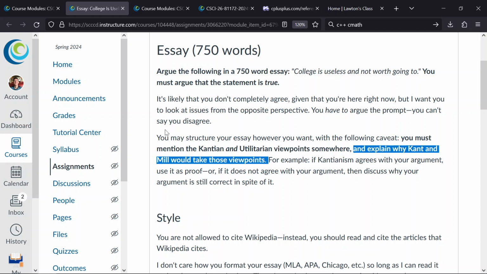I am testing you on whether you have understood these theories. So ask me questions if you do not understand them, please. I will give you credit if you say why. You have to say why, okay?